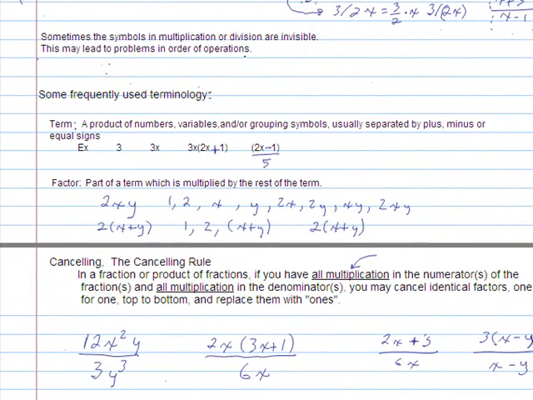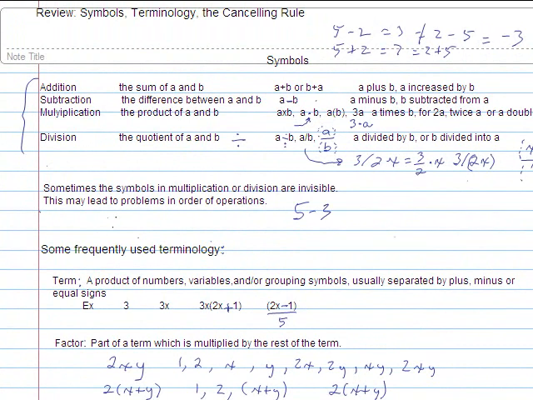Now, this invisibility sometimes leads to order of operations trouble. For example, I could have 5 minus 3 times 2x minus 1. And I've seen this on test papers interpreted as 2. 5 minus 3 is 2 times 2x minus 1, and the student will get 4x minus 2. Well, that's not correct. There's an invisible times sign right here. And in the order of operation, times comes before subtraction.